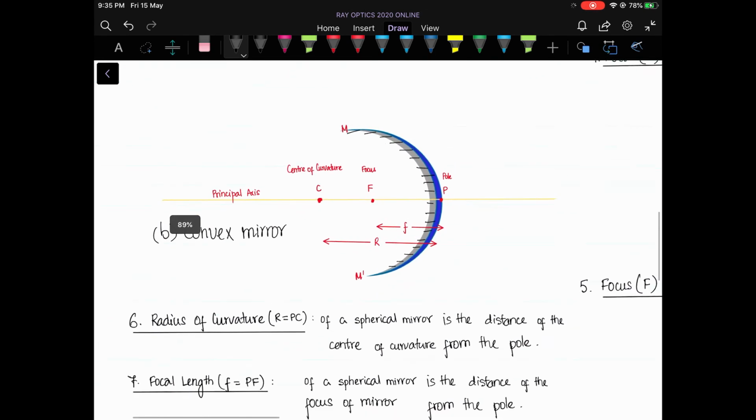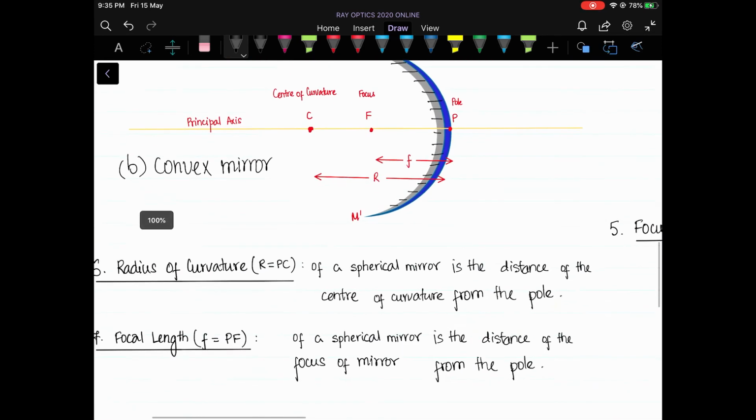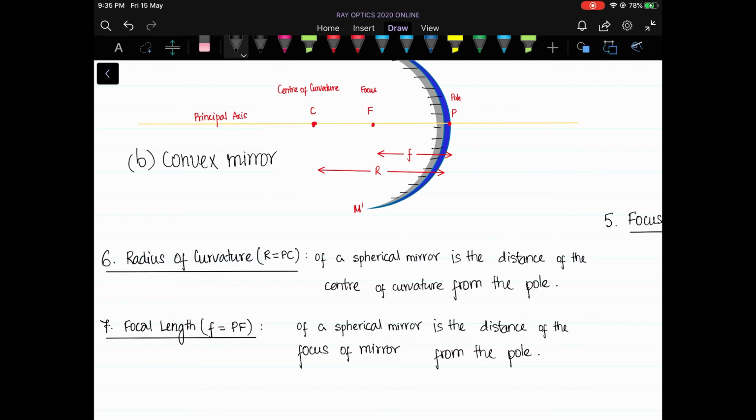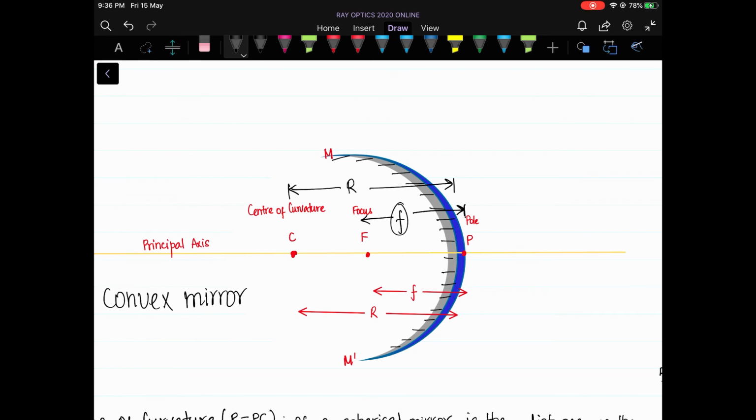Moving forward, we have radius of curvature, which is not a point but a distance between the center of curvature and the pole. The gap between the center of curvature and the pole is called the radius of curvature. Then we have focal length, which is basically the distance between the focus of the mirror and the pole. So basically we are talking about two distances here. Let me just show you. The distance of the center of curvature measured from the pole is called radius of curvature. The distance of the focus from the pole of the mirror is called the focal length of the mirror. You can understand that some mirrors are going to have more focal length, some mirrors are going to have less focal length, and even your radius of curvature can be large or small.